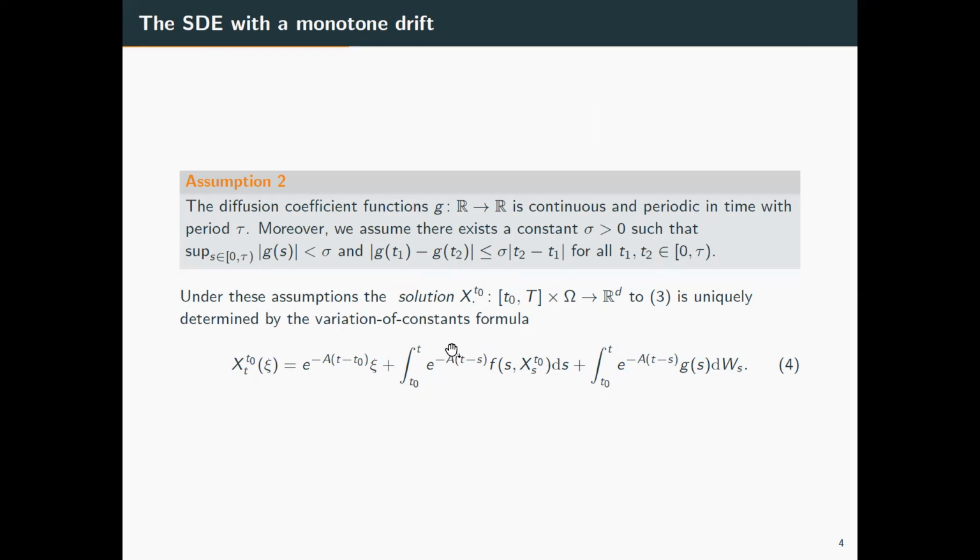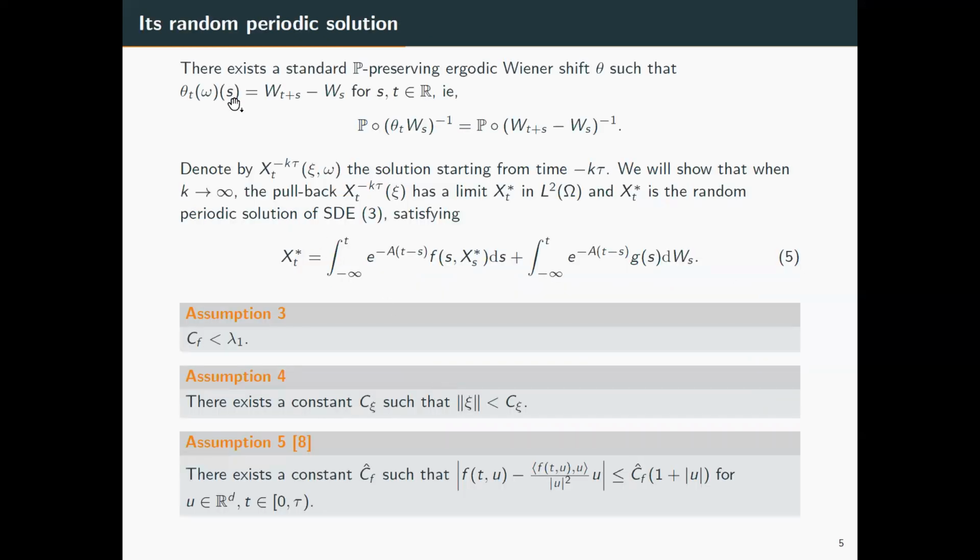we can write down the form using the variation of constants formula. To study the random periodic solution, we also need to assume there exists a P-preserving ergodic Wiener shift theta such that this equality holds. Then we consider the path from time minus k tau. We will show when k tends to infinity, there exists a limiting path x star in L2 space. And this limiting path is a random periodic solution to the original SDE. And you can write it down like this.